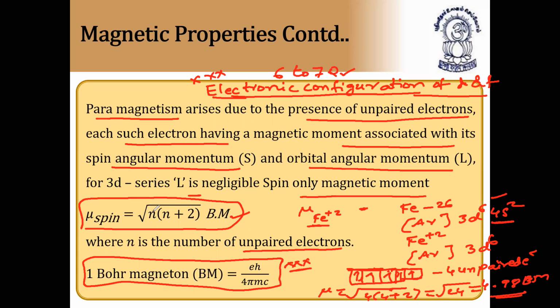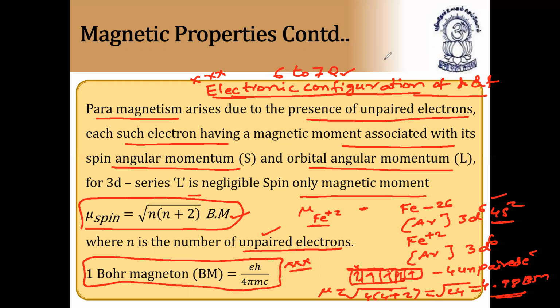So the spin magnetic moment mu is equal to root of n into n plus 2, where n is the number of unpaired electrons. If we don't know the electronic configuration, it's very difficult to find the number of unpaired electrons. In iron, we have 3d6. The first 5 electrons are placed singly, and the sixth electron will start pairing up. So this is paired already. So how many are unpaired? 1, 2, 3, and 4.